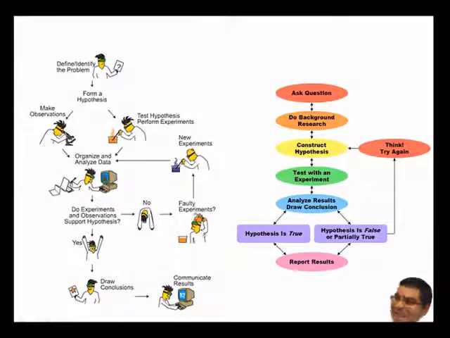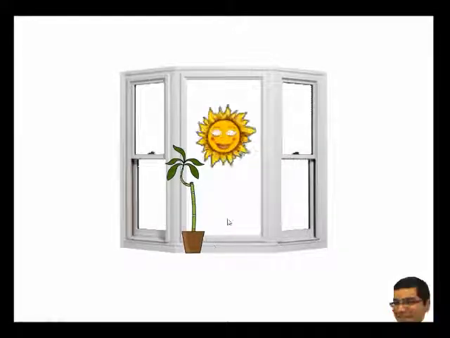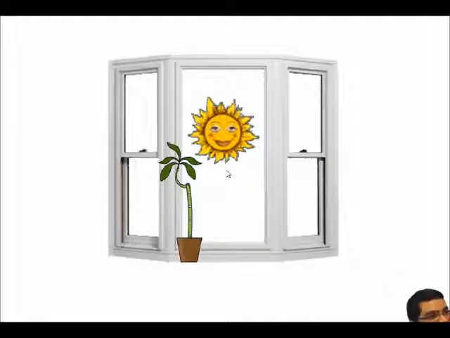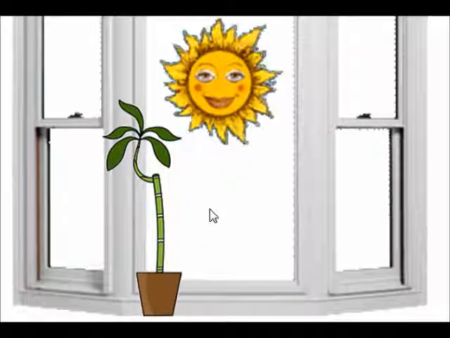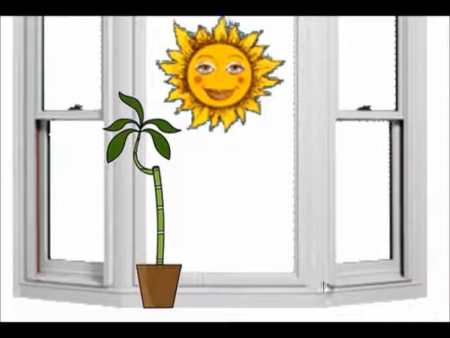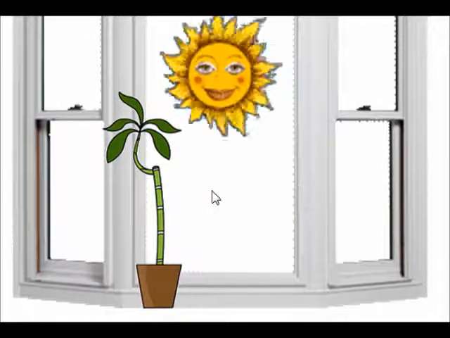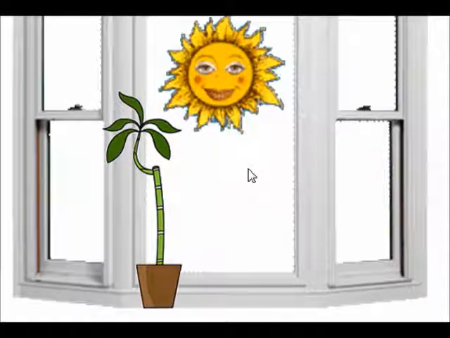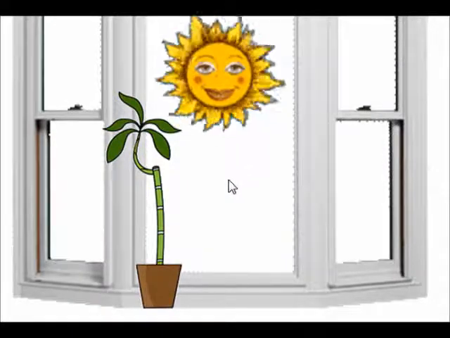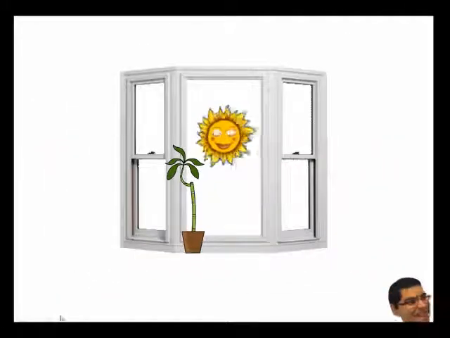Now, let's look at an example. Let's say we've got this beautiful bamboo plant sitting beside a bay window, and there's a beautiful sun outside shining on it. Let's put it in context. You're a grade 8 science student. You don't know much about the physiology of bamboo plants, let alone the physiology of plants. But you notice over time and over days that the bamboo plant begins to grow towards the window, towards the sun. Then you ask yourself a couple of questions, and then you go on into investigating what's going on.